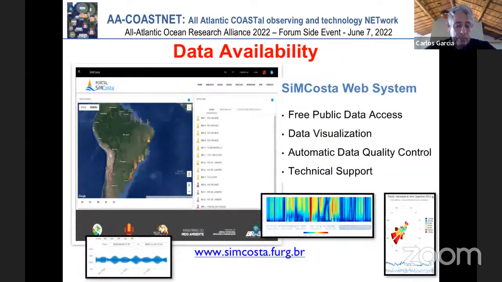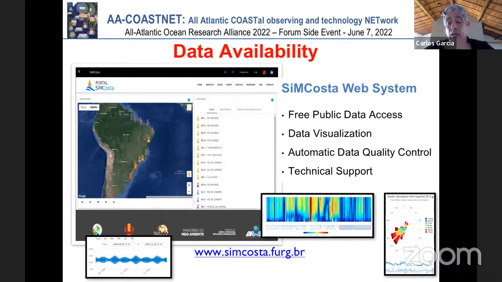We also have a web page where you can look at the data. You can download the data freely. There are some tools to visualize the data. You can choose a specific part of the time and visualize the data. And some tools are available on the website.